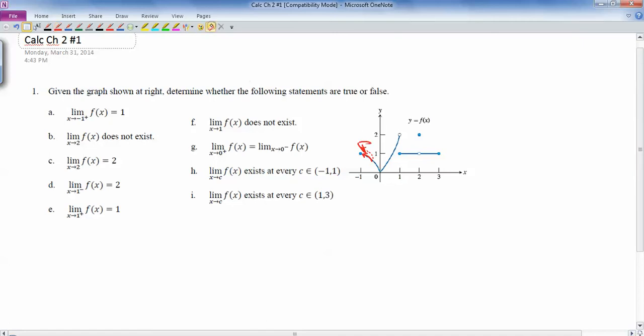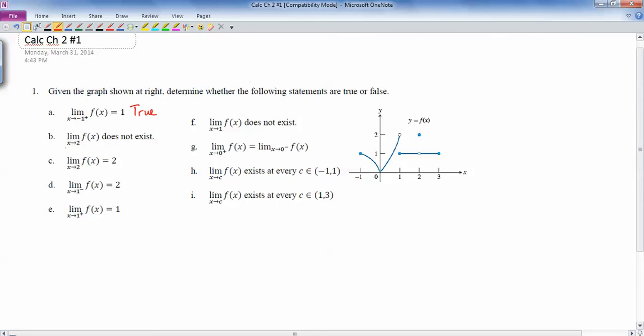Sorry, let's erase that. It turns out that the y values get really close to 1 right there. It doesn't actually matter what happens right there, it's just the y values are close to 1 around there. So this one's true.